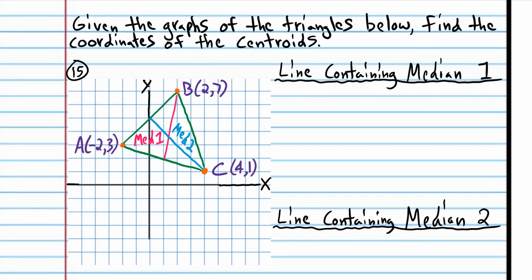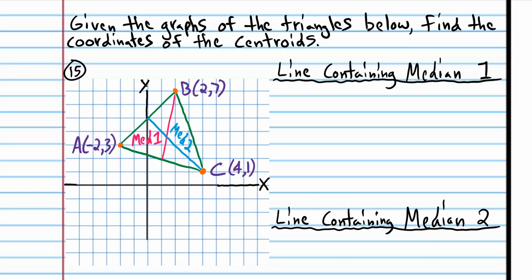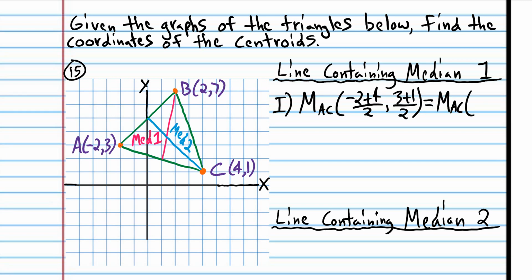So we're going to find the equation of the line containing median 1 first. And the first thing we have to do is find the midpoint, because we know the red line goes through B and the midpoint of the opposite side, but we have to find that midpoint. That midpoint is going to be the midpoint of AC, which equals (1, 2).